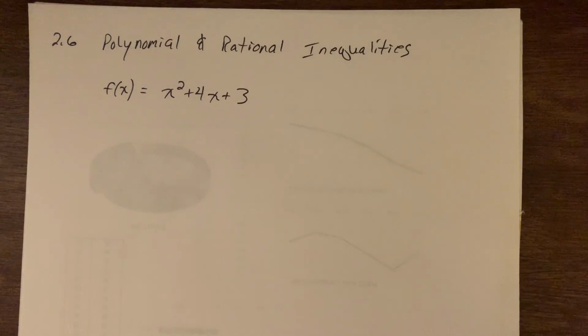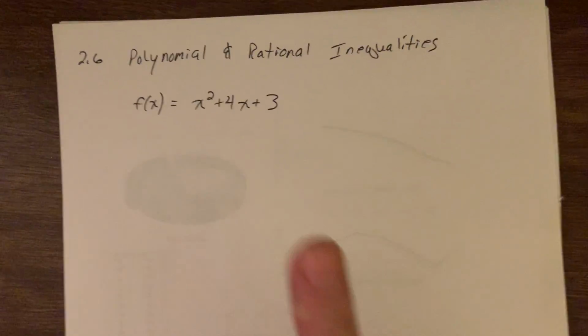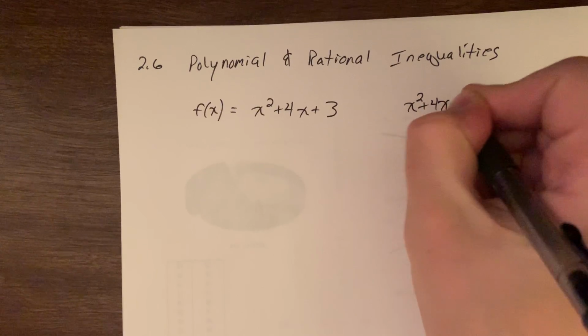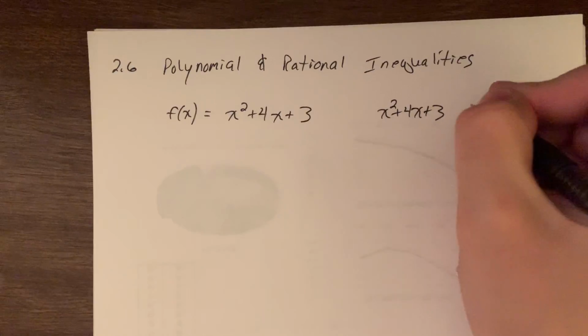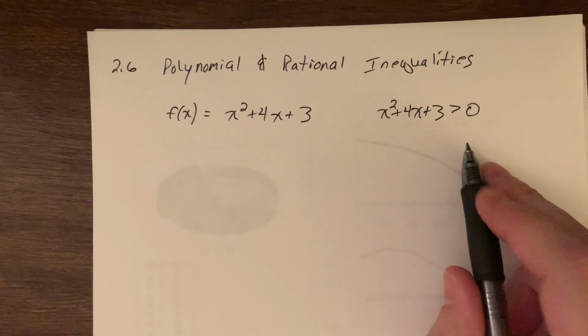This will be an introduction to polynomial and rational inequalities. Before I get too deep into the examples, let's start off with a general understanding of the concept. If we wanted to solve something like x squared plus 4x plus 3 greater than 0, how would we solve such an inequality?